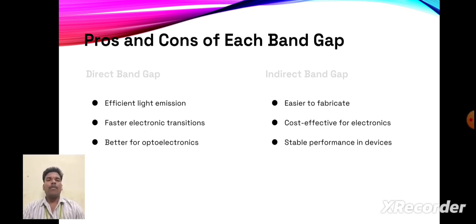And the direct band gap is much better for optoelectronics, which means there will be higher performance and higher technology used in optoelectronics. And in the indirect band gap, there will be stable performance in the devices. If we use the same type of device for the direct band gap and the indirect band gap, there will be a better output, or better technology, in the direct band gap. Whereas in the indirect band gap, there will be only stable performance in the devices.